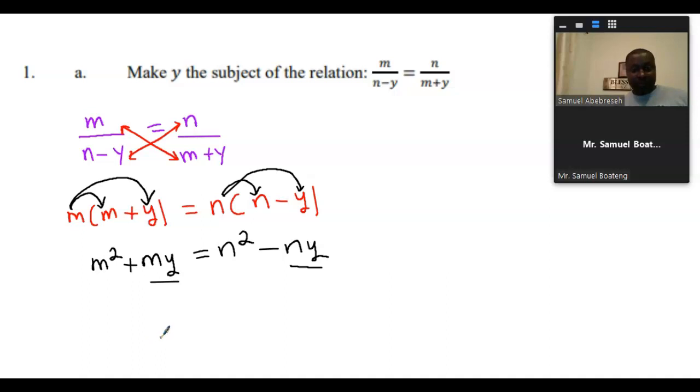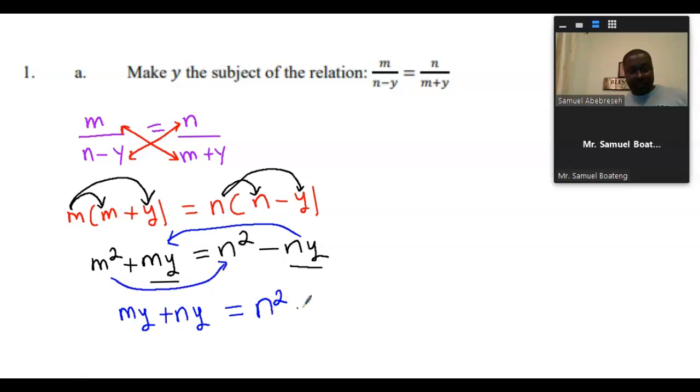So we send M squared to the right-hand side. So we have MY on the left-hand side. Yes, we take NY to the left-hand side, plus NY, equal to, then on the right-hand side, you write N squared first. And then we send M squared to the right-hand side. It's positive here. When it crosses the equal sign, it becomes negative. So we have N squared minus M squared.